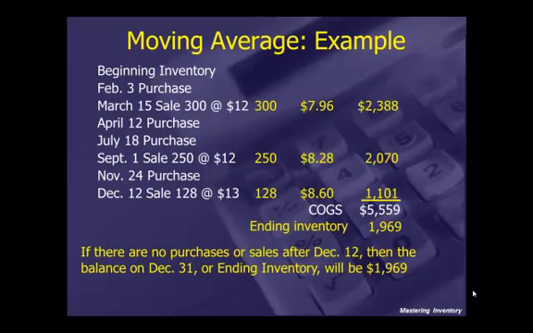All right, so our total cost of goods sold that we have is $5,559. The ending inventory we had already computed on the previous slide of $1,969. And if there are no purchases or sales after the December 12th date, then ending inventory will show on the balance sheet as $1,969, and the cost of goods sold on the income statement will be $5,559.